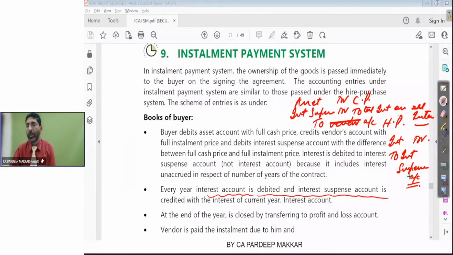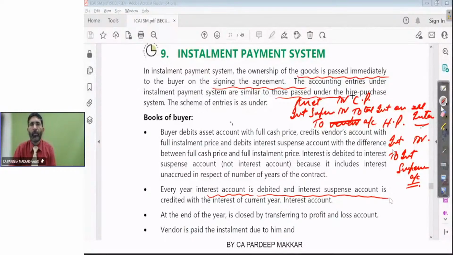Every year interest will be debited and interest suspense account will be credited, instead of crediting the vendor account, as we are doing in case of cash price method. The ownership of the goods is passed immediately to the buyer on the signing of the agreement, so the accounting treatment under installment payment method is different to a minor extent only.